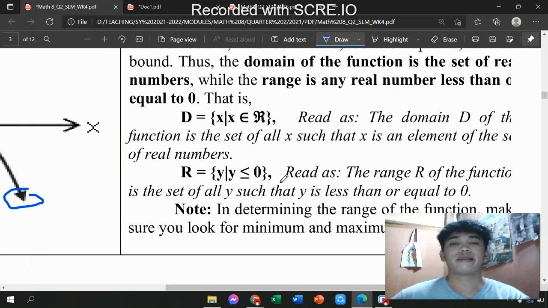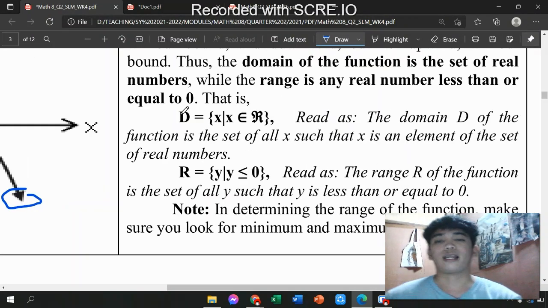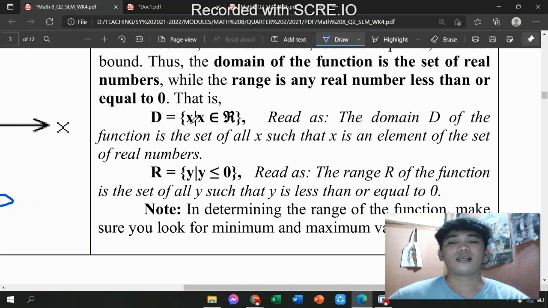So how can we write the domain and the range in symbol? Ani gihapon, the domain D of the function is the set of all x such that x is an element of the set of real numbers. And for our range, the range of the function is the set of all y such that y is less than or equal to 0. Kaning symbol, less than or equal to 0.